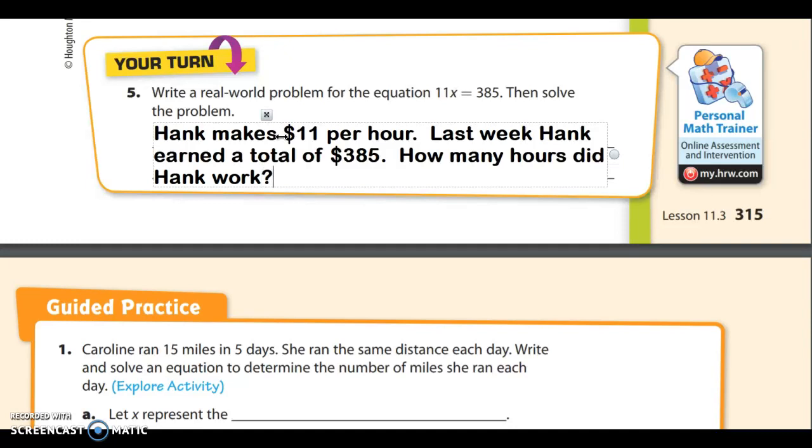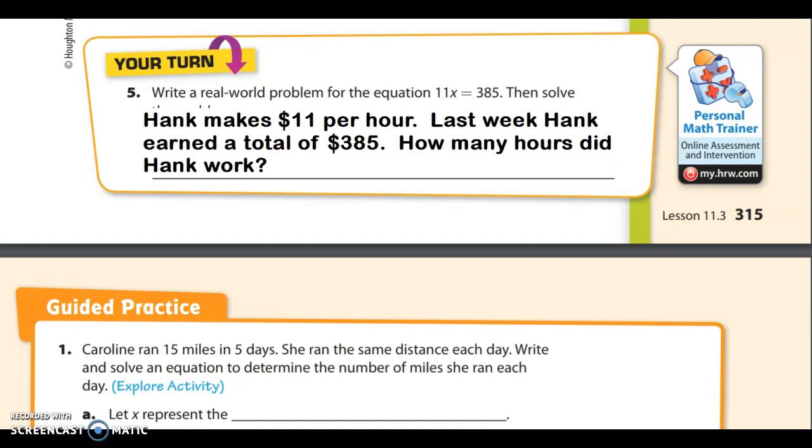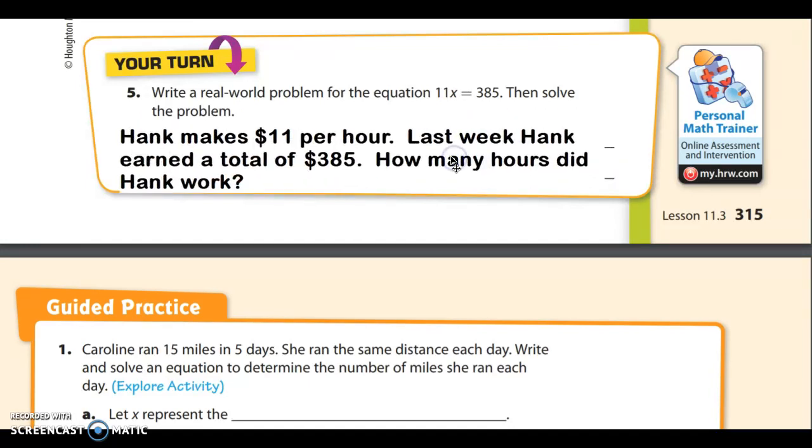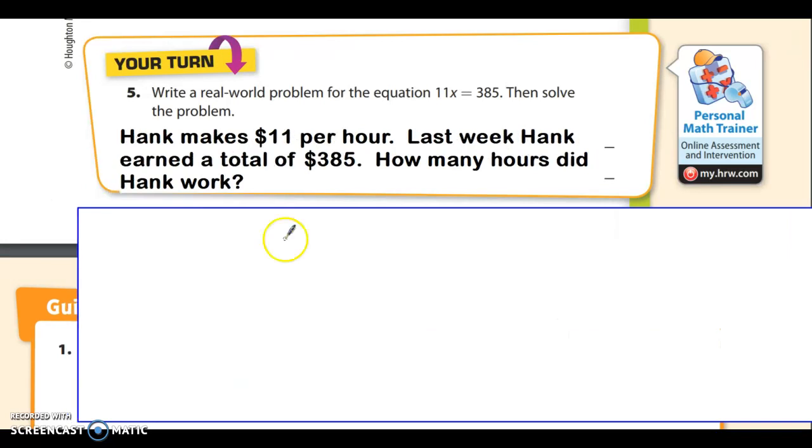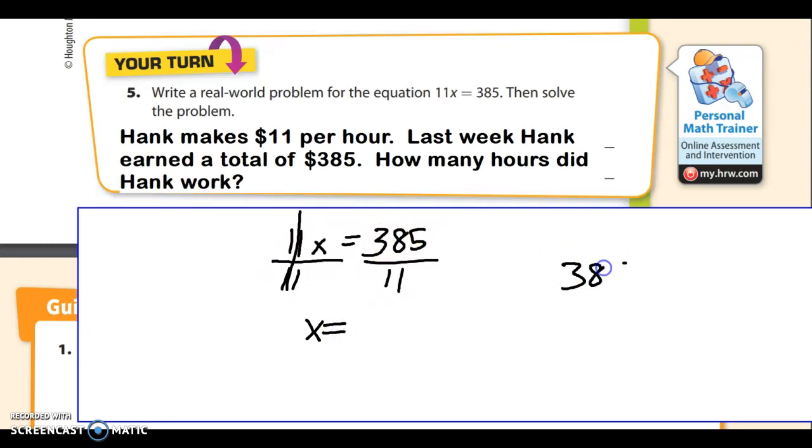Now, the interesting thing about this is we have to solve it now. So here's a real world problem. And how would you solve it? Well, you would start with 11 times x equals 385. And how do you solve a multiplication one-step equation? You divide. And you divide both sides of the equation by 11. 11 divided by 11 cancels. And so I have x equals. And now I have 385 divided by 11.